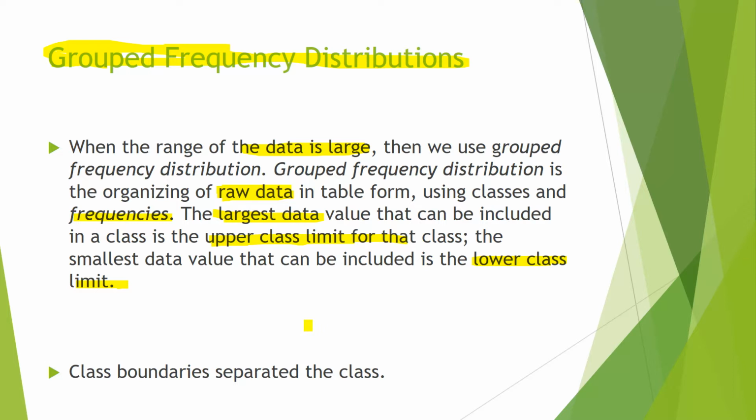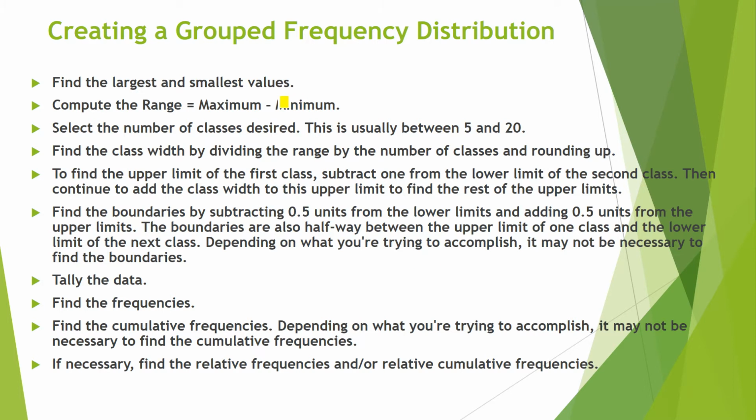And class boundaries separate the classes. So when we make the group frequency distribution, we have to keep these points in mind. First, you have to find the largest value and the smallest value, the maximum and minimum value from your data. Suppose we have 1,000 numbers in our data and the smallest value is 10 and the largest value is 990. First you have to find out these two.